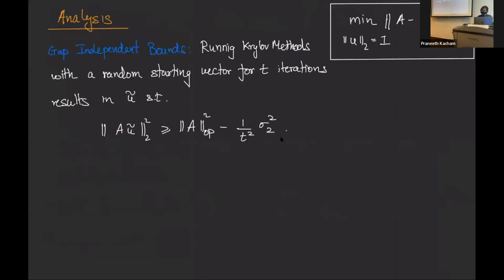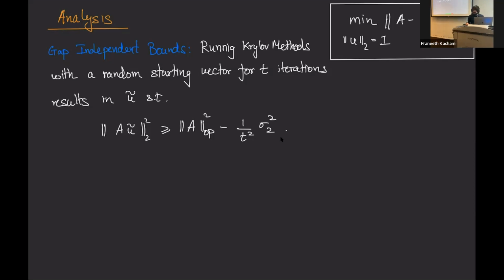Okay. So let me tell you a bit about how we analyze this algorithm. The first step that we need is this thing called a gap independent bound, and this bound is implicit in the work of Musco and Musco. So what does this bound say? It says if I take the optimal solution after running t iterations of the Krylov method that I showed you before, then if I look at A times U tilde, the L2 norm squared of this guy is going to be an additive 1 over t squared times sigma 2 approximation to the top singular value.